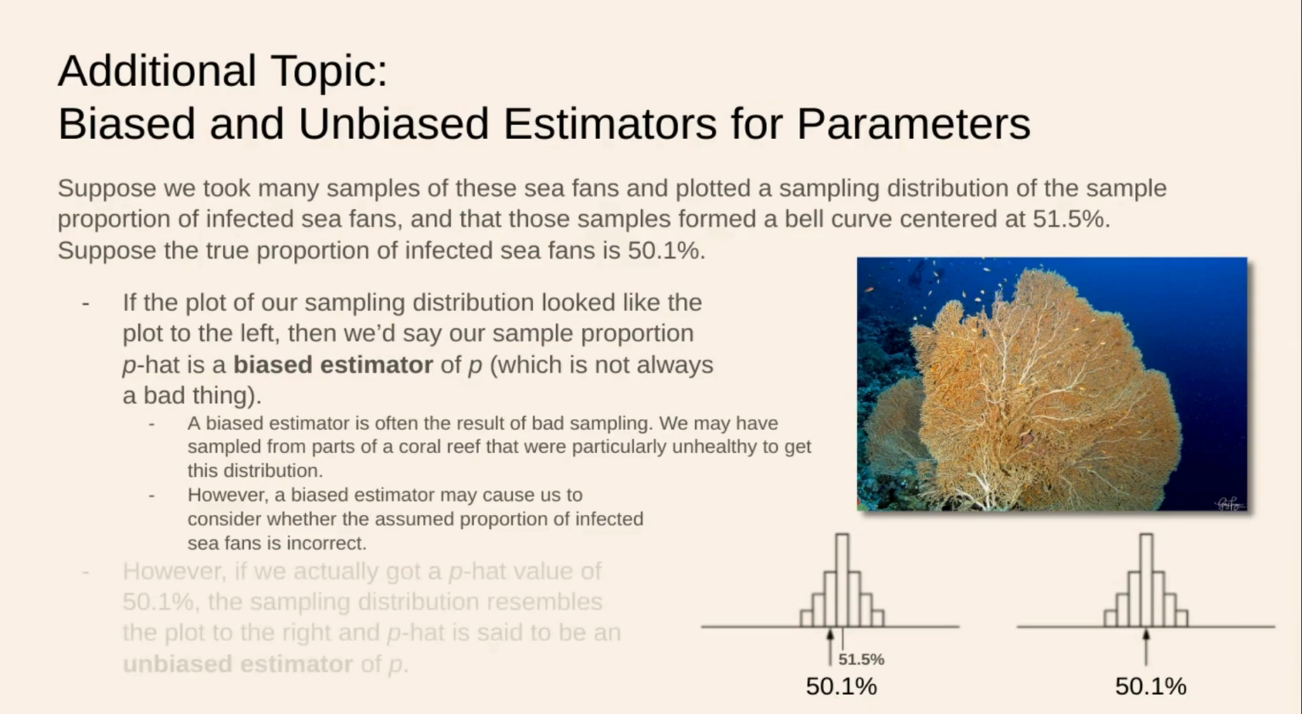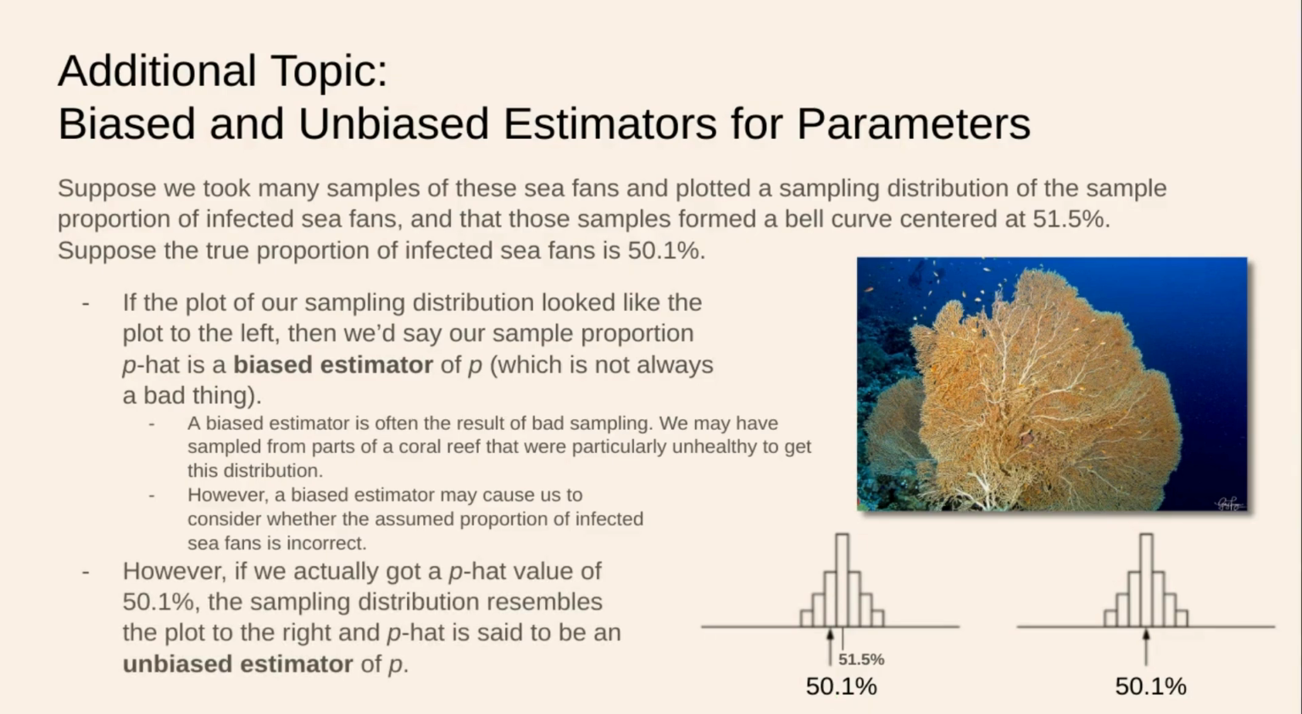However, if we actually got a p-hat value of 50.1%, like we do in this distribution over here, the sampling distribution resembles the plot to the right, and p-hat is said to be an unbiased estimator of p. The sample proportion is exactly where we expected it to be all along. Hence, it is unbiased.